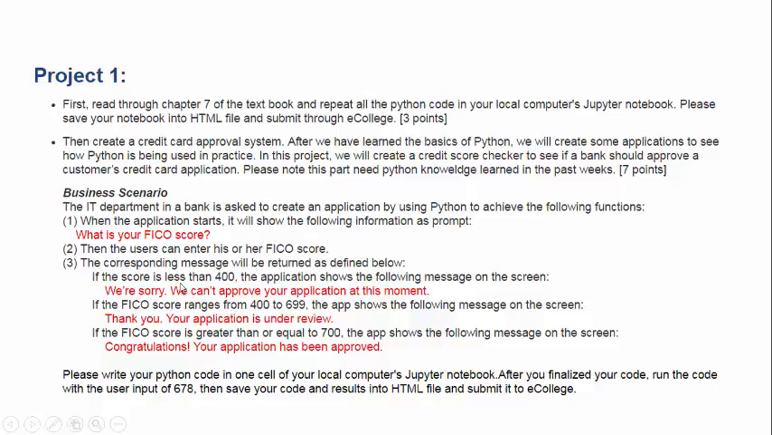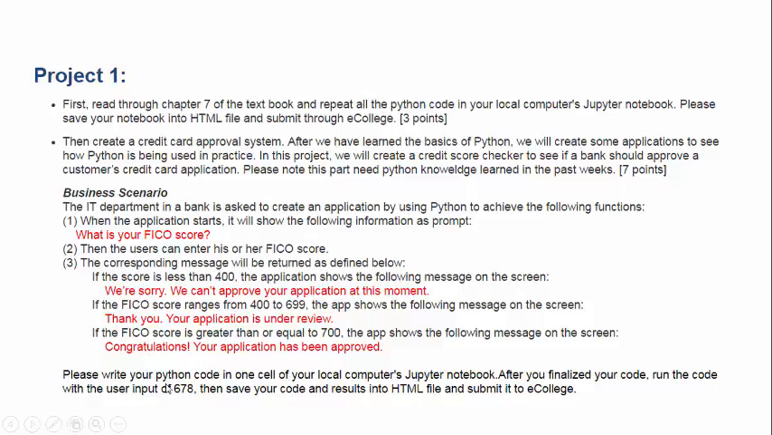So if the score is less than 400, the application shows the following message on the screen. We're sorry, we cannot approve your application at this moment. If the FICO score ranges from 400 to 699, the application is going to show the following message. Thank you, your application is under review. And if the FICO score is greater than or equal to 700, the application will show the following message on the screen. Congratulations, your application has been approved.